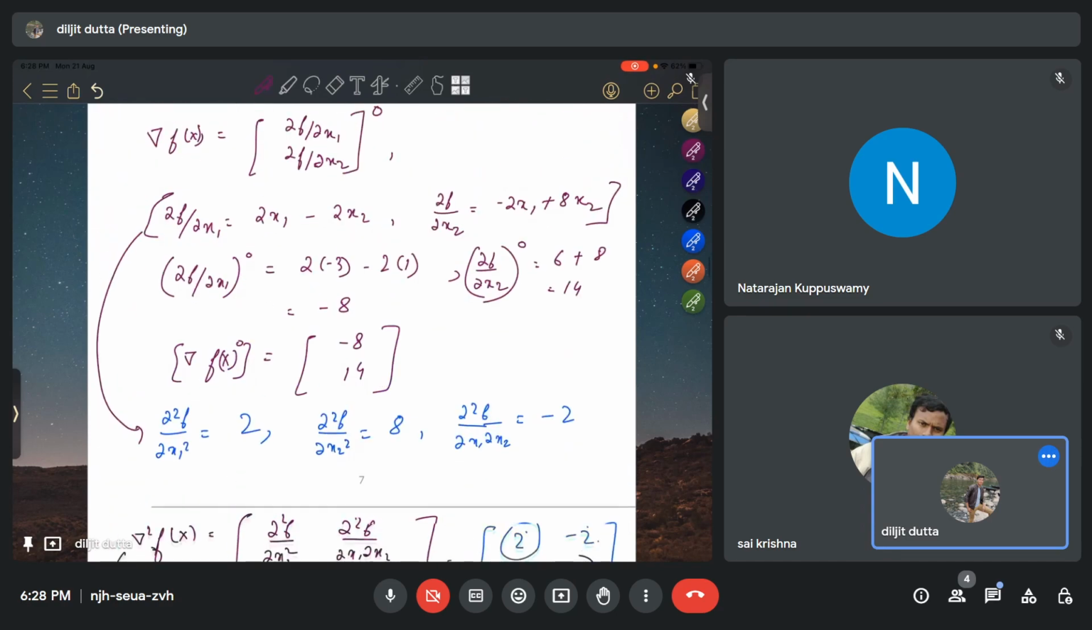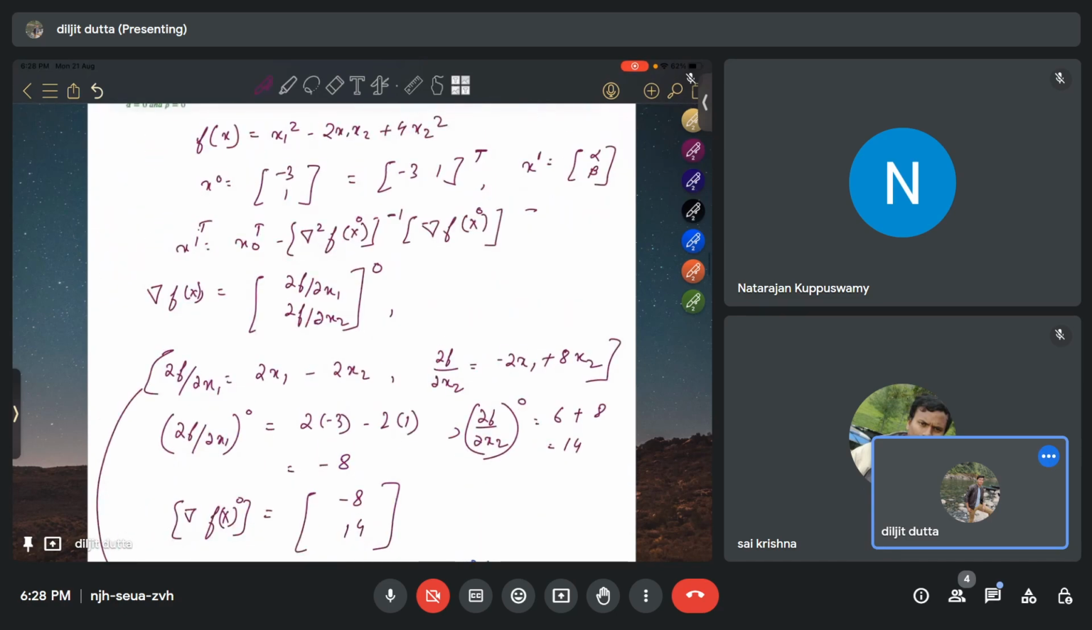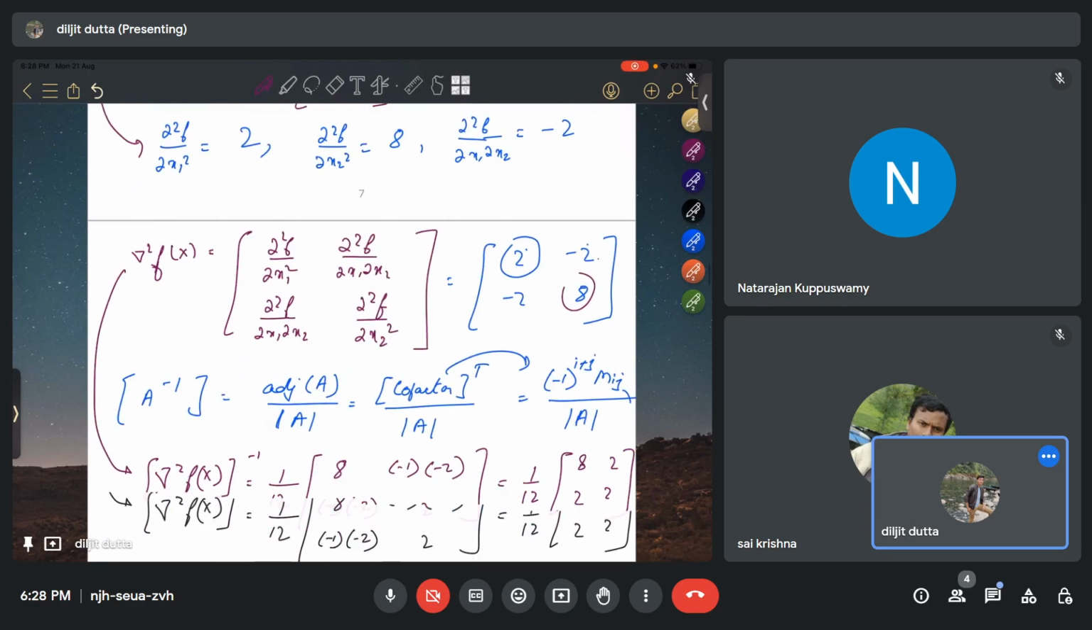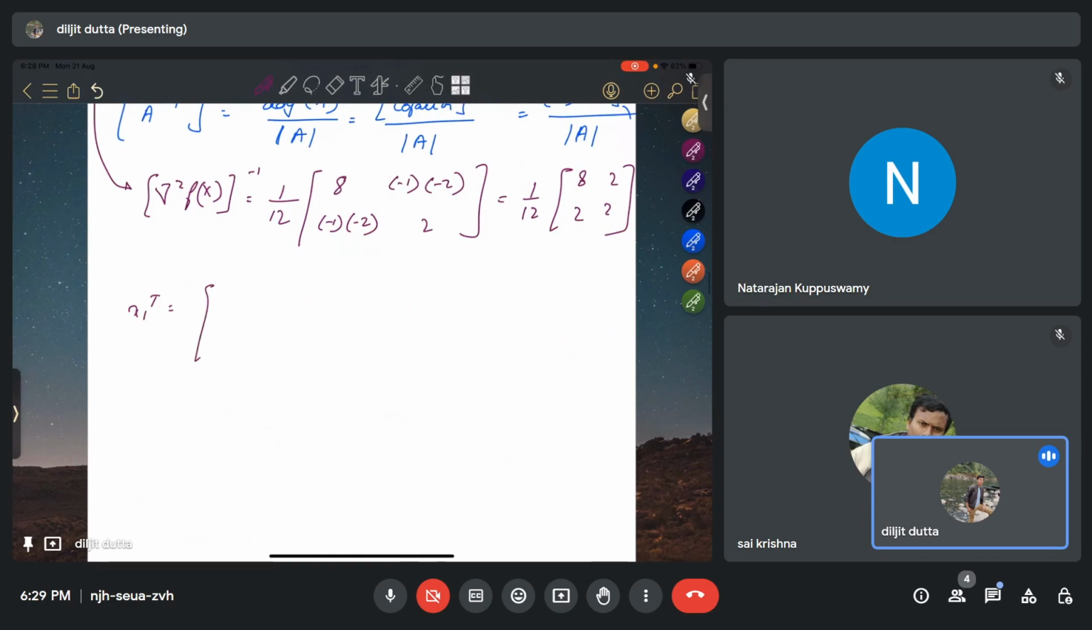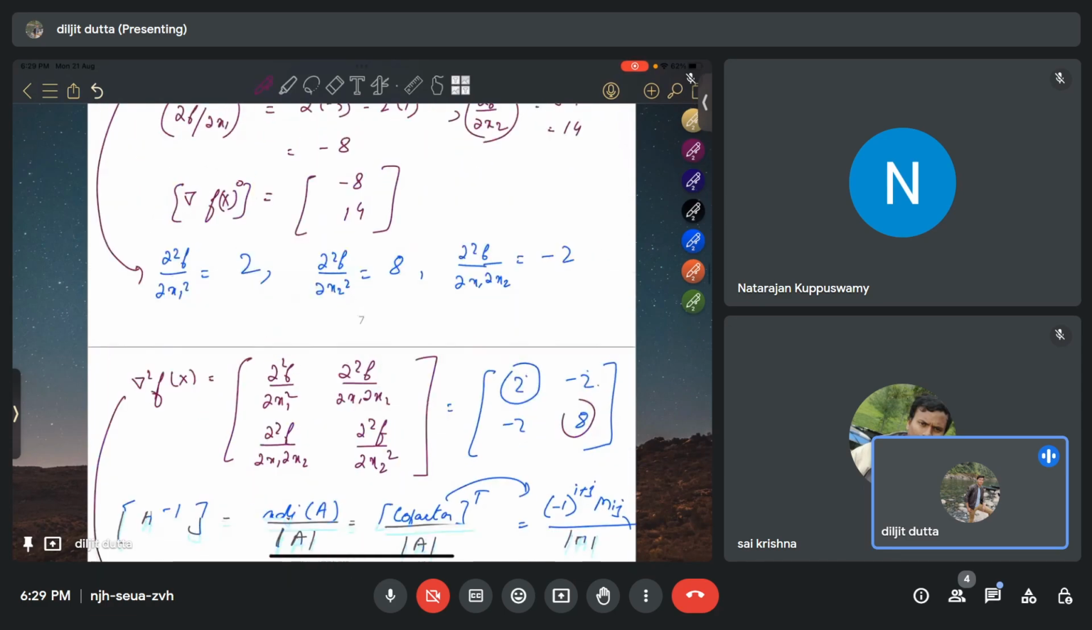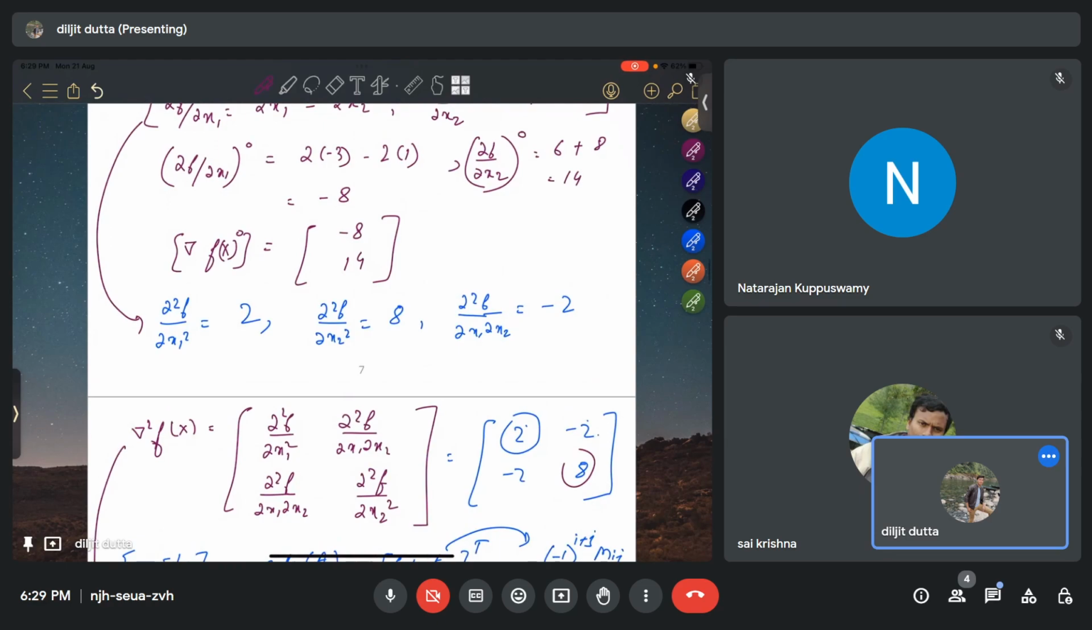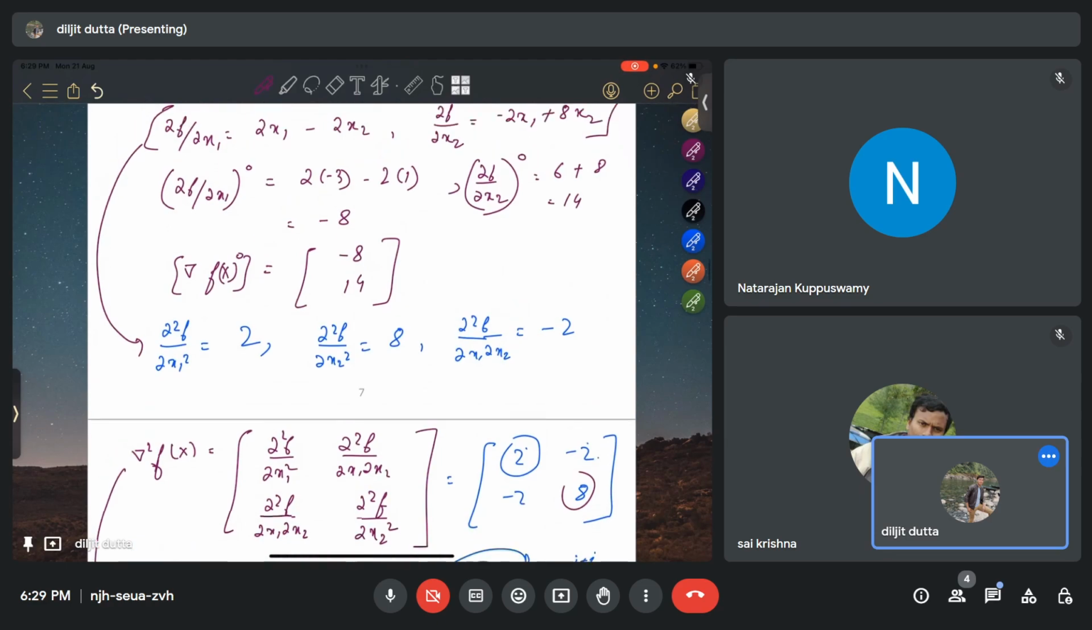So now let us calculate the optimal solution. That is x1 transpose equal to x naught, the initial value, which was minus 3 and 1, minus del square f whole inverse, which is 1 by 12 into 8, 2, 2, 2, into del f of x. And del f of x is minus 8, 14.